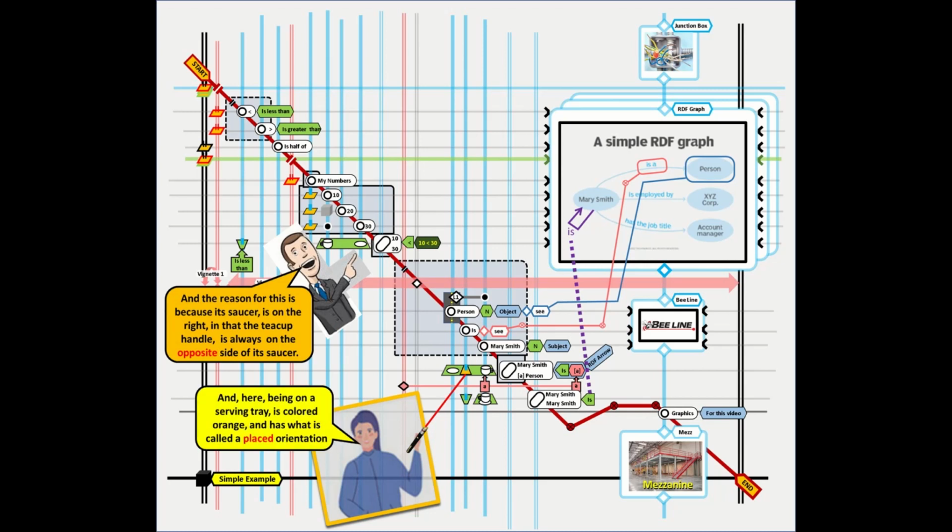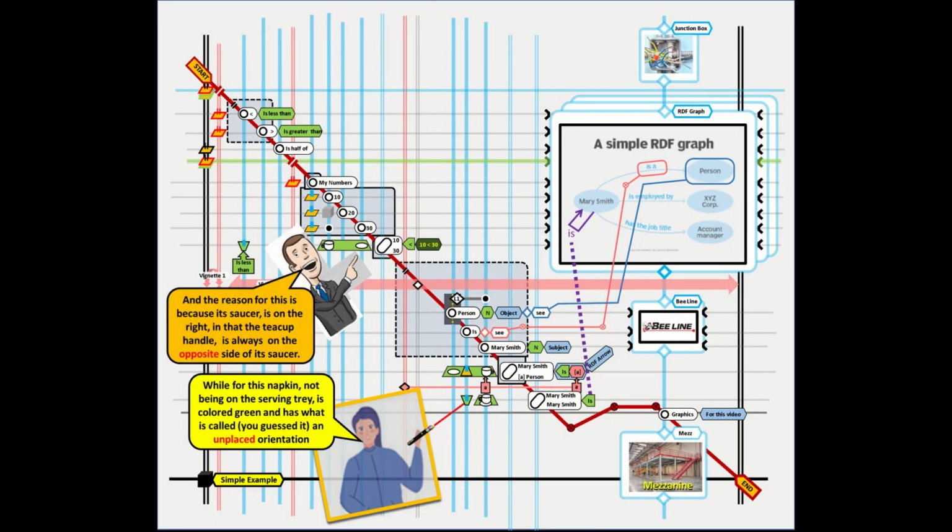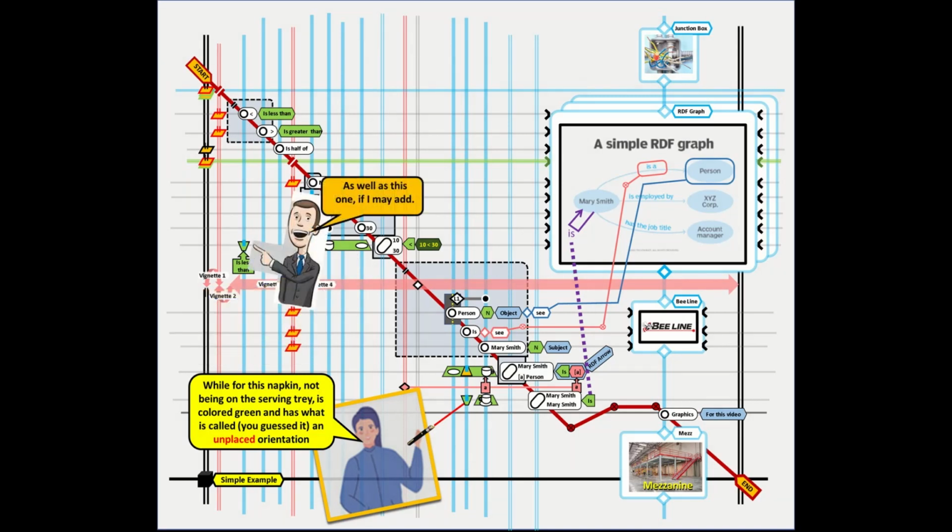And, here, being on a serving tray, is colored orange, and has what is called a placed orientation. While this napkin, not being on the serving tray, is colored green, and has what is called, you guessed it, an unplaced orientation. As well as this one.